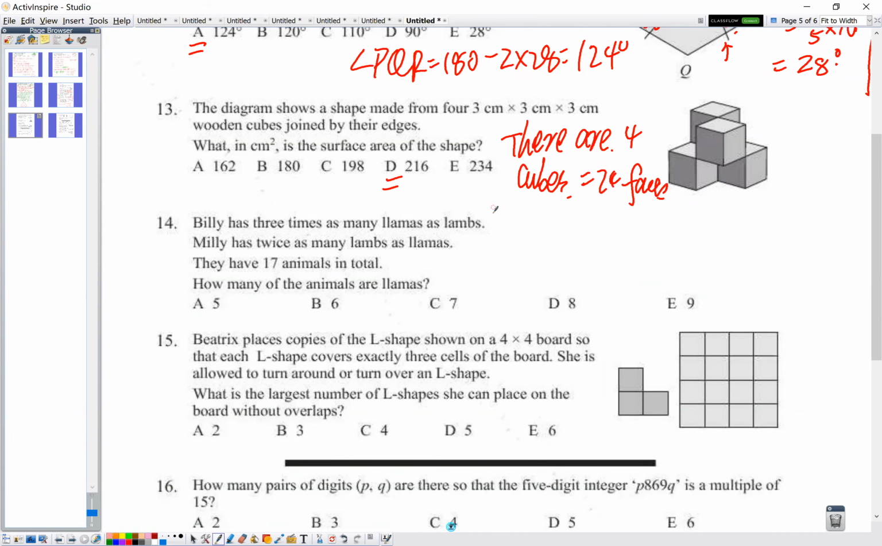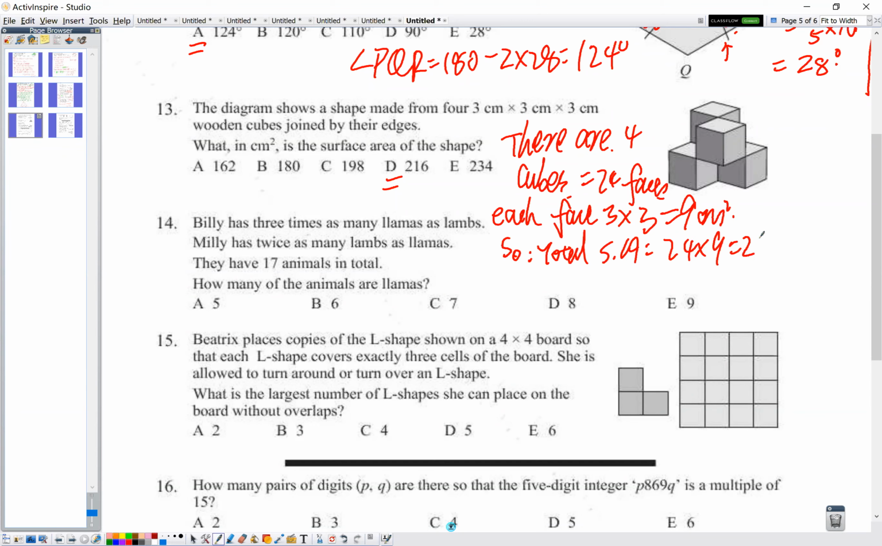24 faces, each face is 3 by 3, which will become 9 centimeters squared. So the total surface area is 24 times 9, which is 216 centimeters squared.